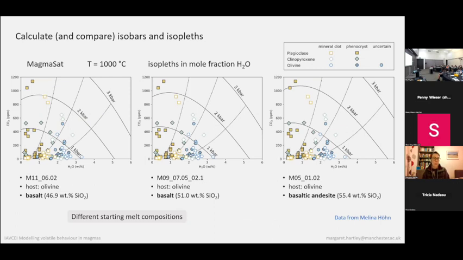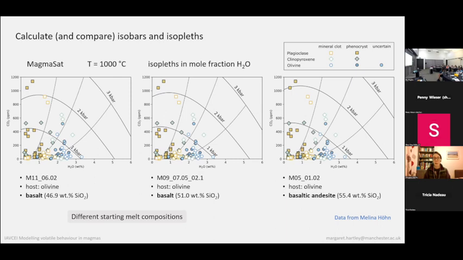Another thing that we might want to be able to do is to calculate and compare isobars, that's contours of equal pressure, and isopleths, that's contours of constant fluid composition. And here I'm showing some data from my PhD student Melina, who's working on melt inclusions from Rabaul volcano. In these three graphs, she's used MagmaSat at a constant temperature of 1000 degrees with three different starting compositions and is comparing the isobars and isopleths that MagmaSat calculates.